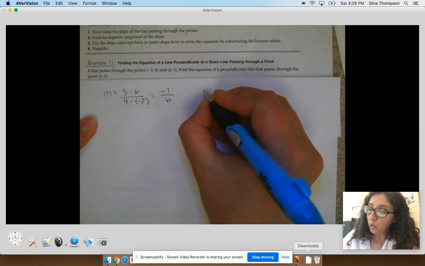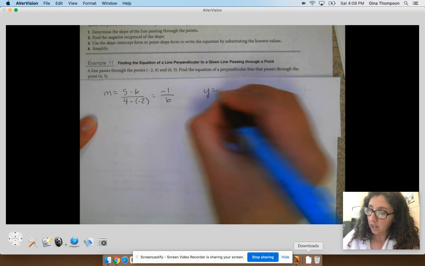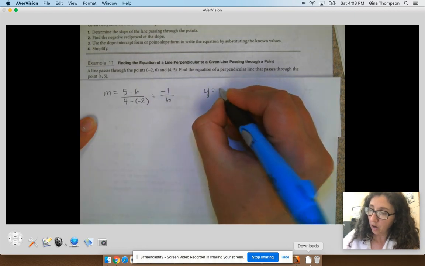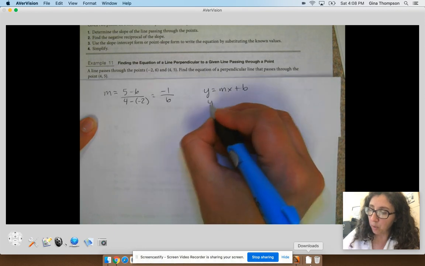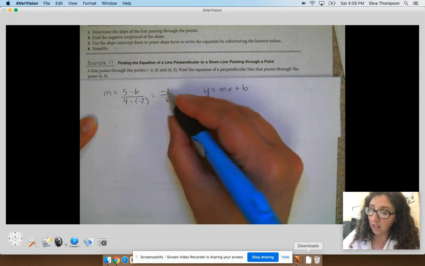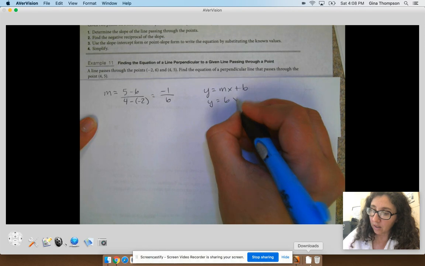So what's our new slope going to be? Well, we could write it. Our new line is going to have the equation y equals mx plus b. Our new slope is going to be positive 6 over 1, or just 6.